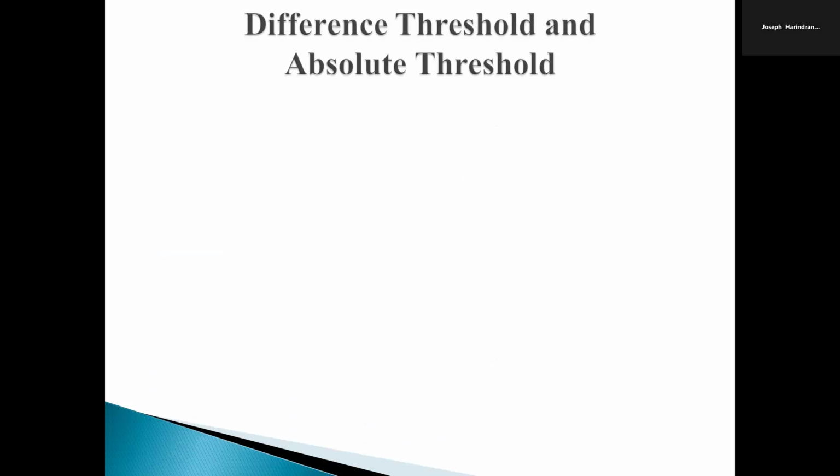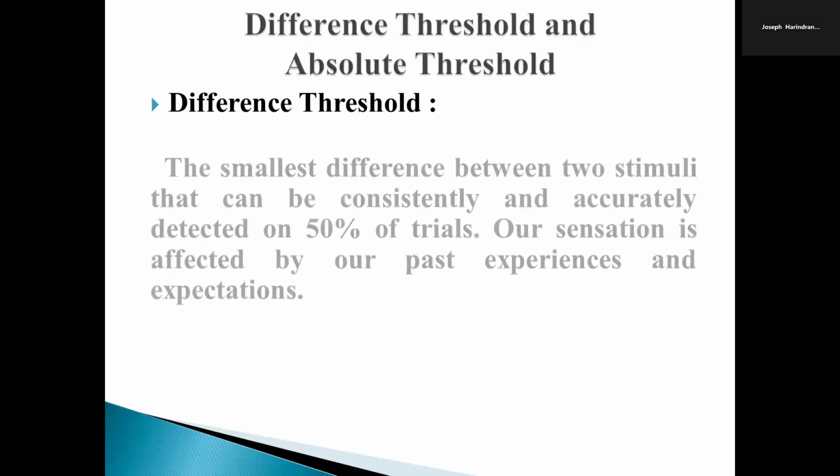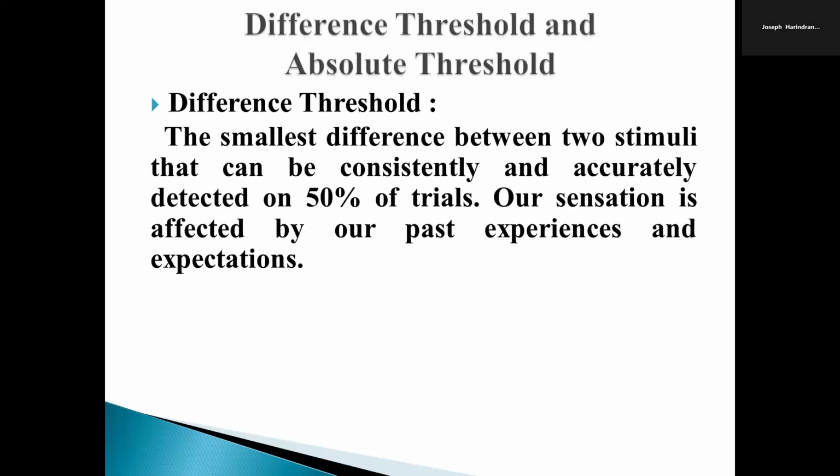Difference threshold and absolute threshold. Difference threshold: the smallest difference between 2 stimuli. The plural of stimulus is stimuli; more than one stimulus is called stimuli. The smallest difference between 2 stimuli that can be consistently and accurately detected on 50% of trials is called difference threshold. Our sensation is affected by our past experiences and expectations.